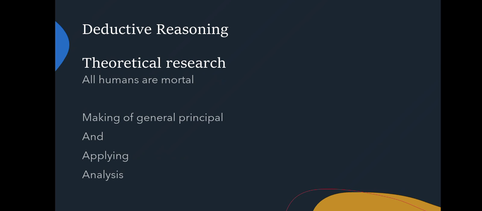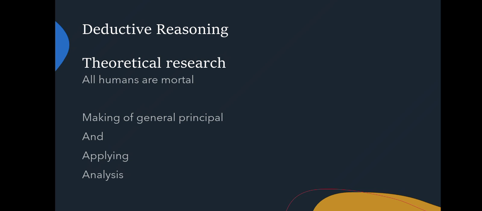Next one is deductive reasoning. In positivism, deductive reasoning plays a pivotal role because it's a theoretical research in which they use quantitative methods, and it is about how all humans are mortal. So if we say that all human beings are mortal, and Adam is a human being, then Adam is mortal. Here we are applying this principle on Adam.